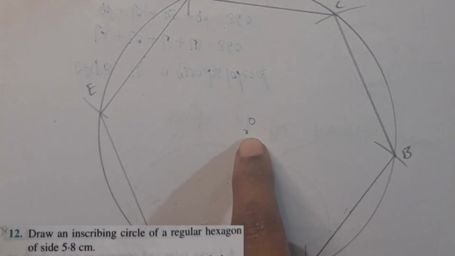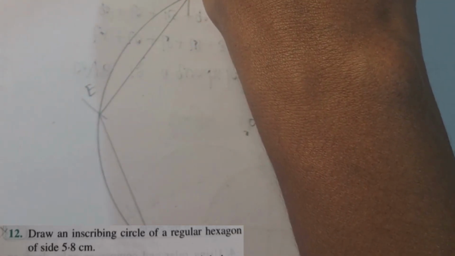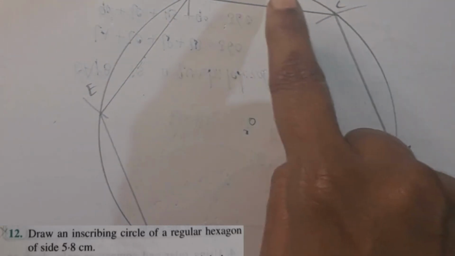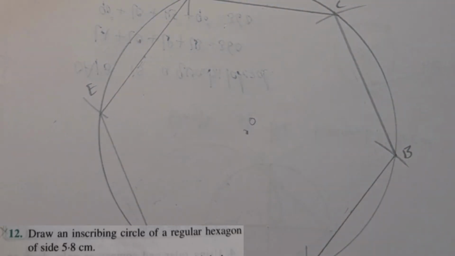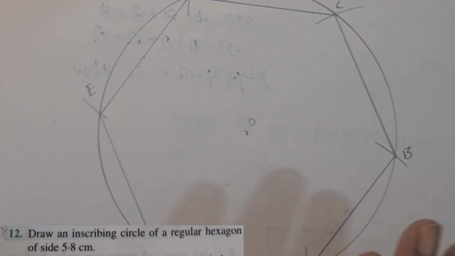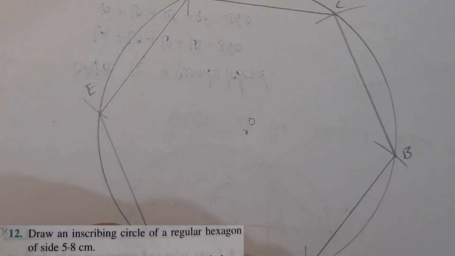Next, O is the center of the circle. We have to take each side how many centimeters? 5.8 centimeters. With O as a center, draw one 5.8 centimeter circle, and with each 5.8 centimeter one arc we have to draw, and we will draw one regular hexagon. Till here we learned in the 11th problem. Now we have to draw the inscribed circle. Inscribed circle means how to draw: two angles bisecting. Two angles we have to draw bisecting.